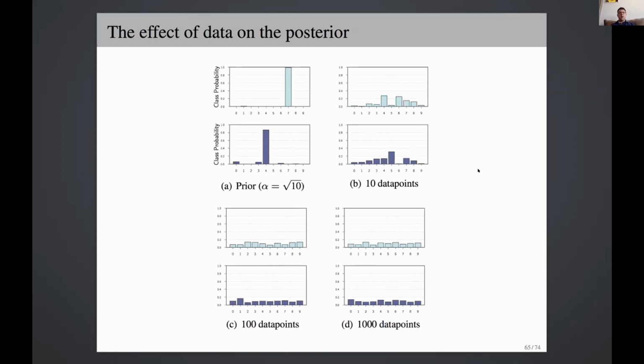And so if we set our alpha equals root 10, we do get this artifact where the different sample functions are assigning most probability to one class. But if we observe even 10 data points, we see that the posterior updates very quickly to assign a more uniform distribution. Then 100, it's basically even across the classes, 1,000, and so on. And so what this is saying is, although misspecifying alpha does result in some amount of prior misspecification, it's a pretty soft prior bias that we're talking about that will be very quickly modulated by data.